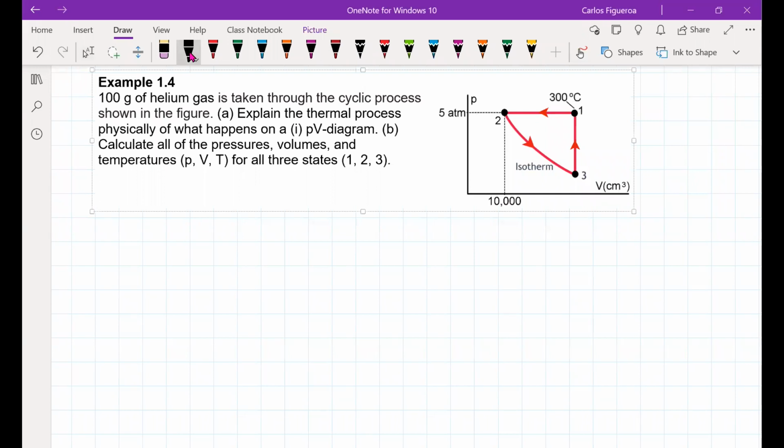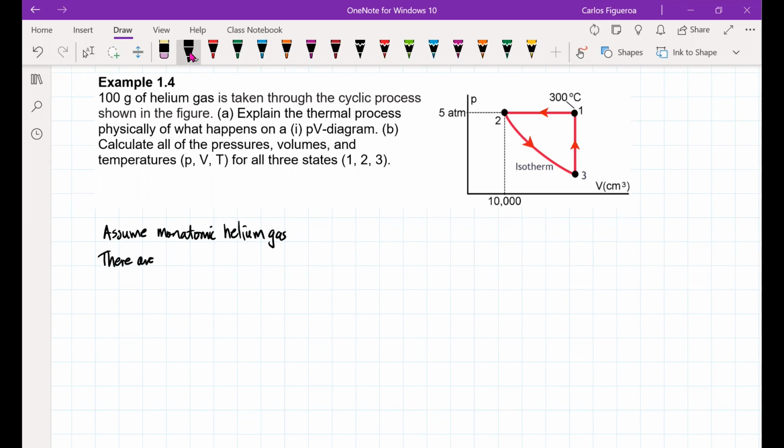So here we're going to assume monatomic helium gas. As a side note, helium is extremely rare on Earth, but it is the second most abundant atom in the universe. Okay.